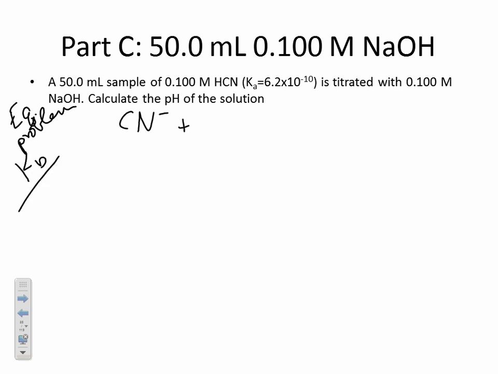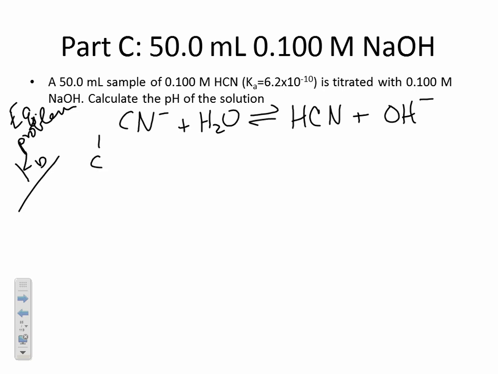So I'm going to write a Kb reaction. Cyanide ion plus water makes HCN plus OH minus. This is not the same HCN and OH minus that got completely consumed in the titration. No. This is the HCN and OH minus that dissociates off of the cyanide ion. This is that less than 5% dissociation stuff. So this is not the same HCN anymore.